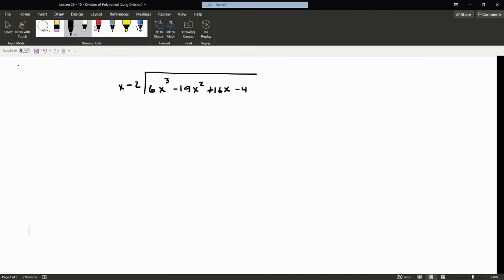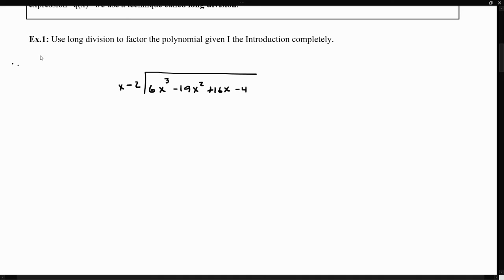The procedure is going to be the following. I'm going to take a look at the first expression on the outside and the first expression on the inside, and I'm going to ask myself this question: x, what do I need to multiply so it matches 6x cubed? Notice that if we multiply x by 6x squared, it's going to be equivalent to 6x cubed. So we're going to multiply by this expression.